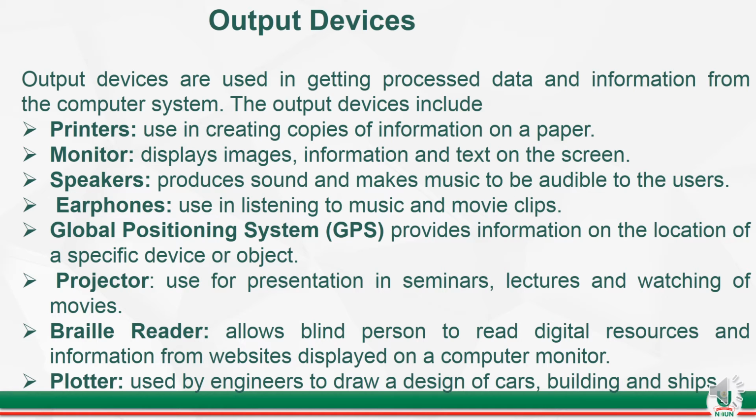Still on the components of the hardware system, we have the output devices used in getting processed data or information from the computer system. Such devices are the printers we use in creating copies of information on paper, monitors display information or text on the screen, the speaker produces sound and makes music audible to users.